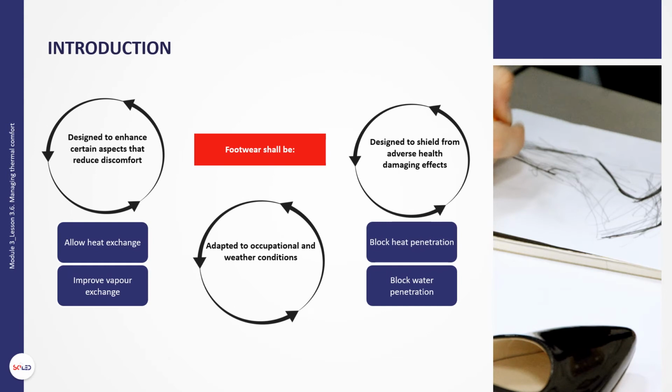Thermal comfort is always location, climate and application dependent. The designer needs to determine the occupational conditions of use, if the footwear is used in an occupational context, or the weather conditions in which the footwear is to be used. Footwear products shall be designed to shield from adverse health-damaging effects, for example, block heat, block water penetration, and/or to enhance certain aspects that reduce discomfort, for example, to allow for heat exchange in hot weather conditions, to improve vapor exchange, etc. Shielding may include both the upper and sole assemblies, whereas enhancing comfort is mainly restricted to the upper and insole parts.